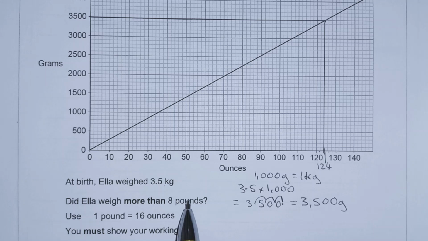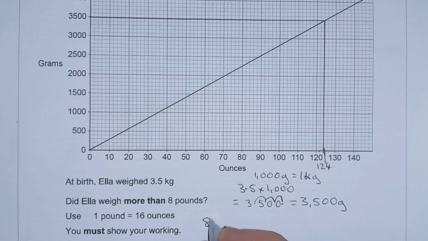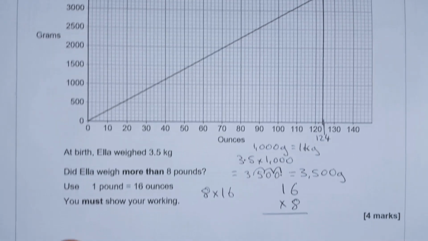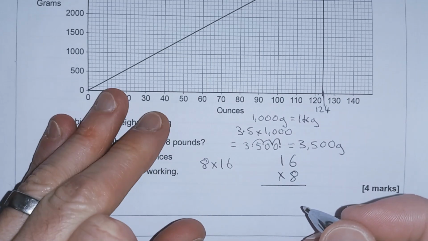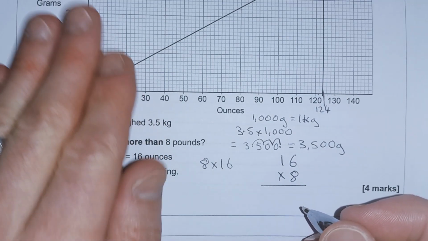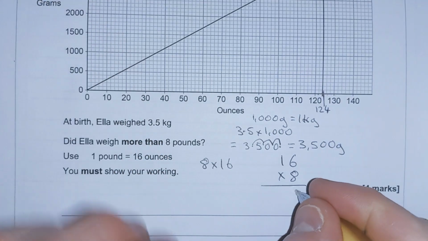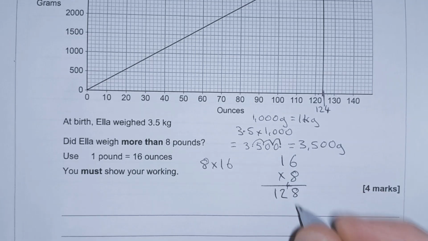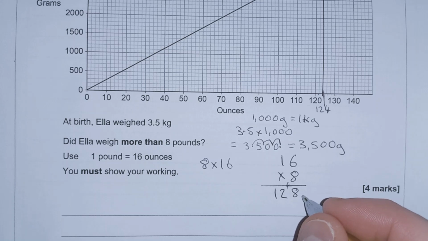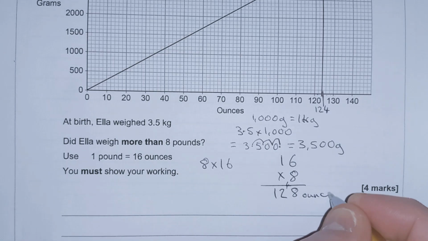Well, did Ella weigh more than 8 pounds? We're told that 1 pound is 16 ounces. So 8 pounds is going to be 8 times 16. So let's do this down here. 6 times 8, we've got 8, 16, 24, 32, 40, 48. And 1 times 8 is 8, plus 4 is 12. So we've got 128, and that's going to be ounces.